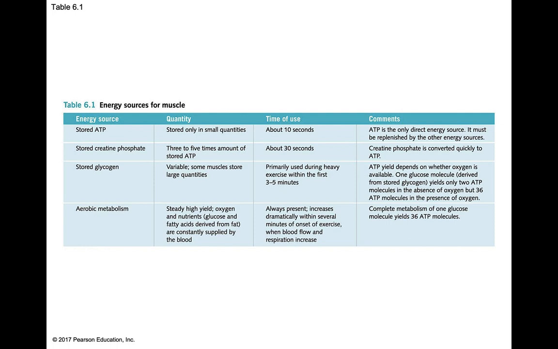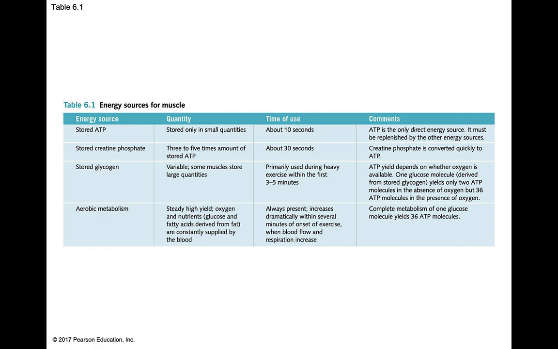Then we have stored glycogen, and this is variable. It's going to be dependent upon muscle stores, and different muscles are going to have different stores. This is primarily used during heavy exercise within the first 3 to 5 minutes. Now, the ATP yield depends on whether or not oxygen is available. One glucose molecule derived from stored glycogen is only going to give us about 2 ATP molecules in the absence of oxygen. But if oxygen is available, we'll get up to 36.